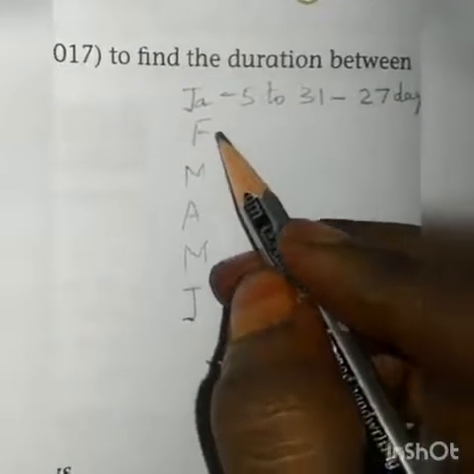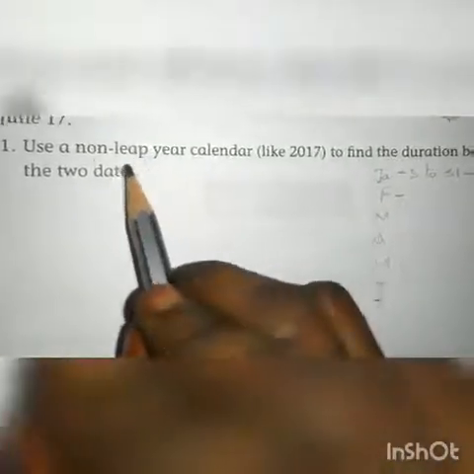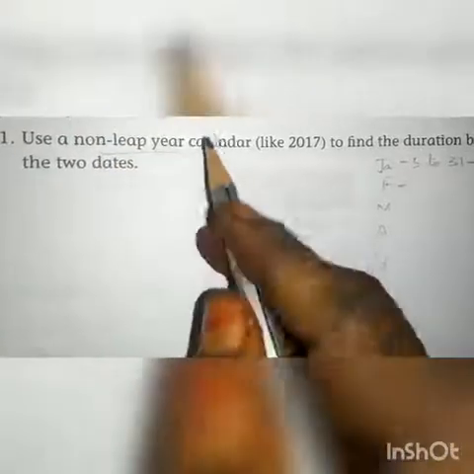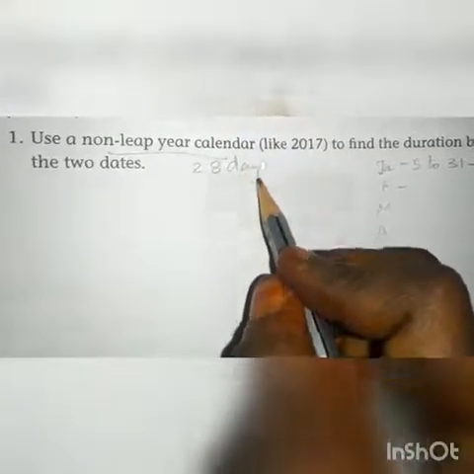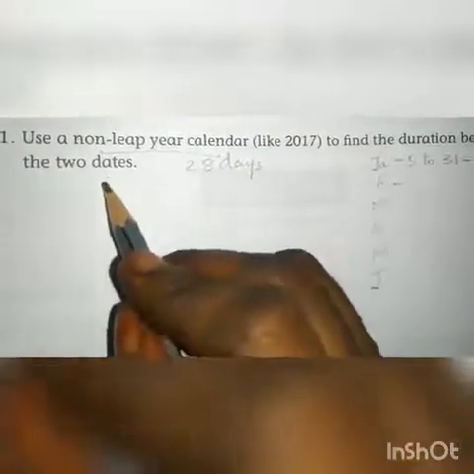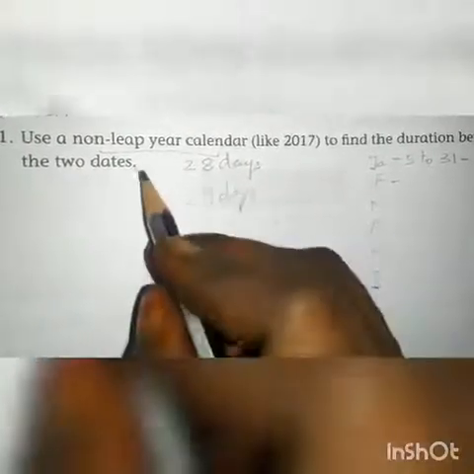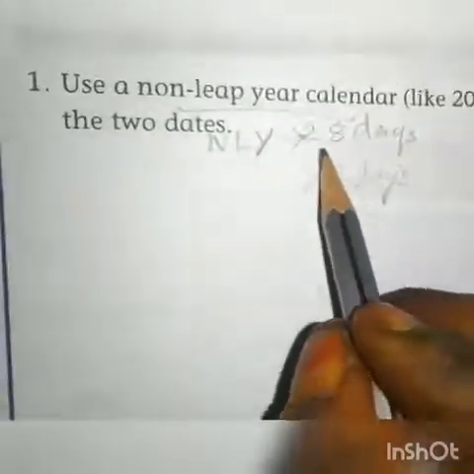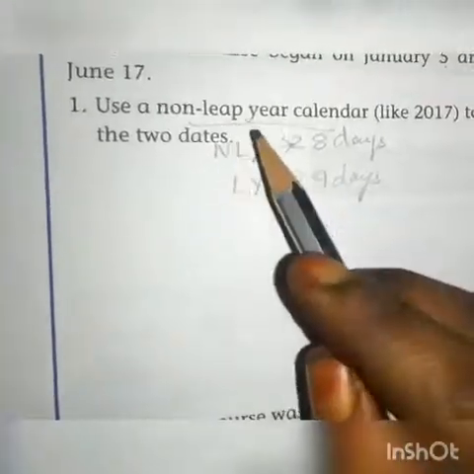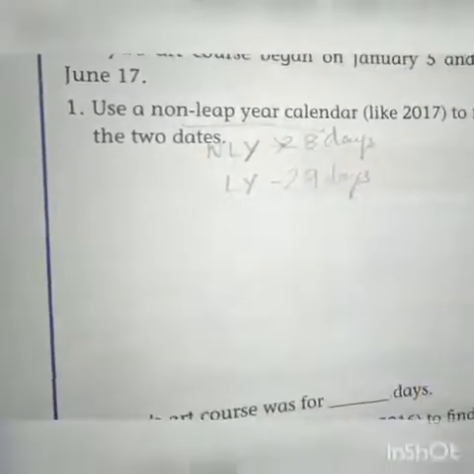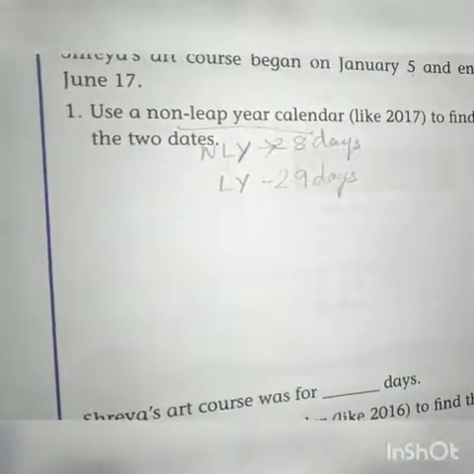Next, February. In February we have two different possibilities. If the year is a non-leap year, February has only 28 days. If February is in a leap year, then it takes 29 days. So this is a non-leap year. 28 days means non-leap year and 29 days means leap year. Here we are considering a non-leap year calendar. So from February 1 to 28, totally 28 days are there.